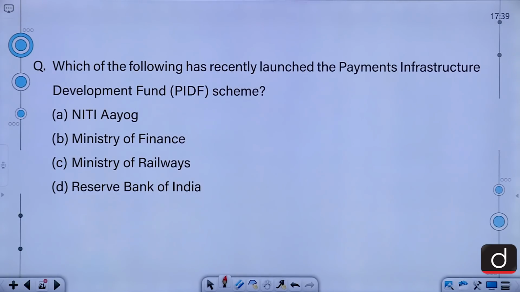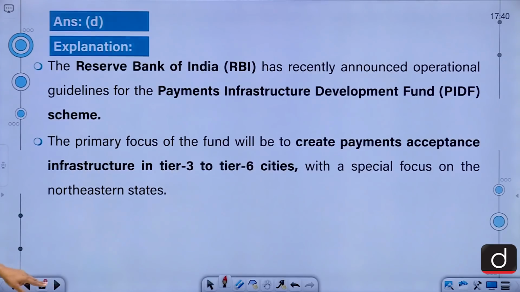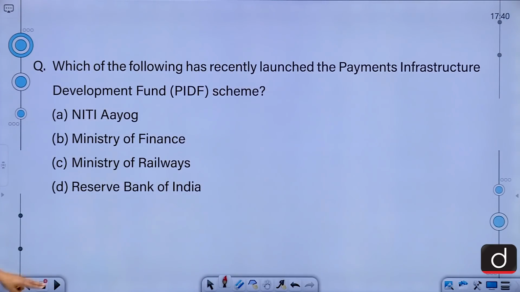Which of the following has recently launched the Payments Infrastructure Development Fund scheme? Now, we have covered the PIDF scheme in one of our in-news segments as well. So, you will be able to answer this question with the help of that. Niti Aayog, Ministry of Finance, Ministry of Railways, Reserve Bank of India. The correct answer for this question is D, that is Reserve Bank of India.